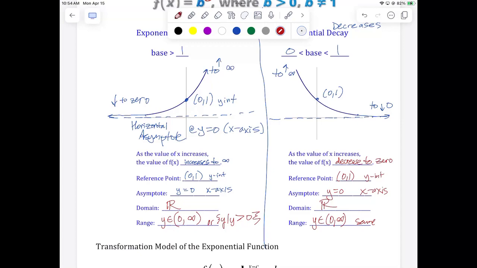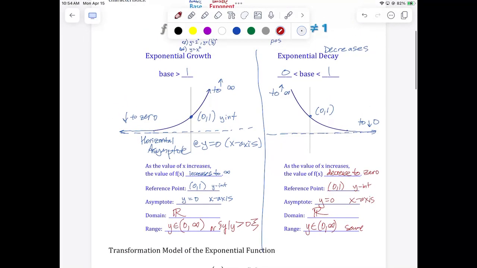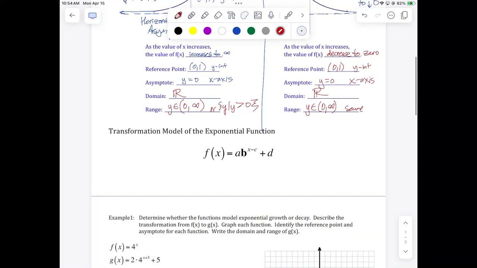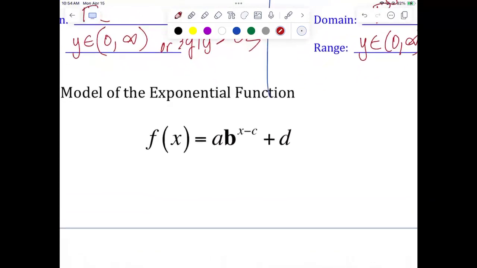So what's the only difference between the two? The top line, isn't it? The top line is the only difference between the two. Everything else between them is the same. One, the base is bigger than 1 and it grows exponentially. The other, the base is between 0 and 1 and decays exponentially, or decreases. I don't care if you say decay or decrease. We typically say decay. All right, so now we can start transforming these puppies, right?